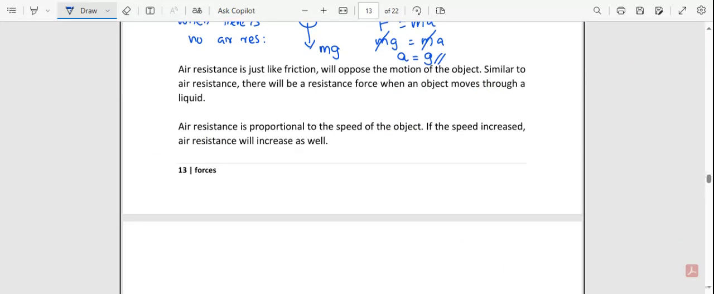So this part is mentioned in the notes as well, right? Here it says air resistance, just like friction, will oppose the motion of the object. Similar to air resistance, there will be a resistance when an object moves through a liquid, and air resistance is proportional to the speed of the object. So if the speed increases, the air resistance will also increase.